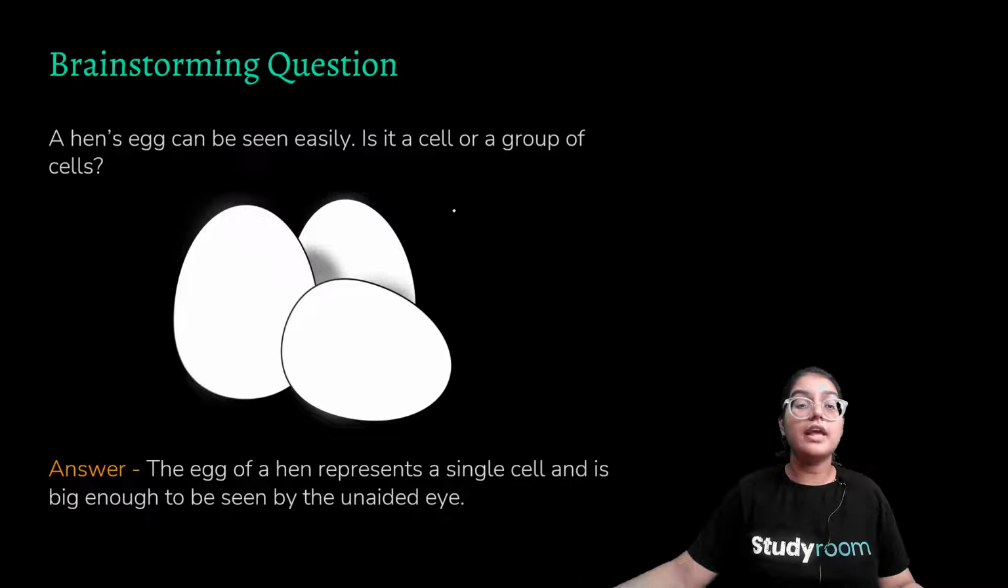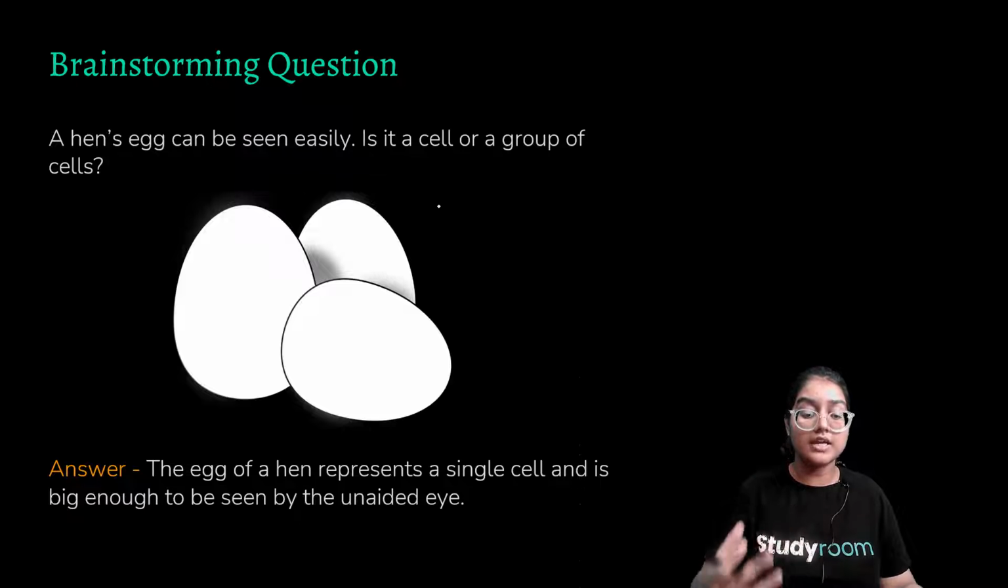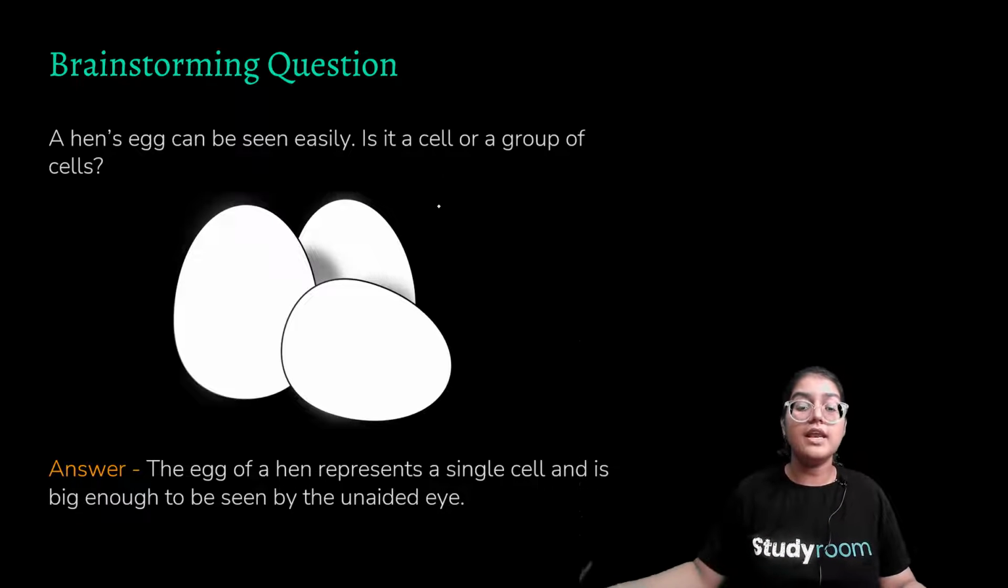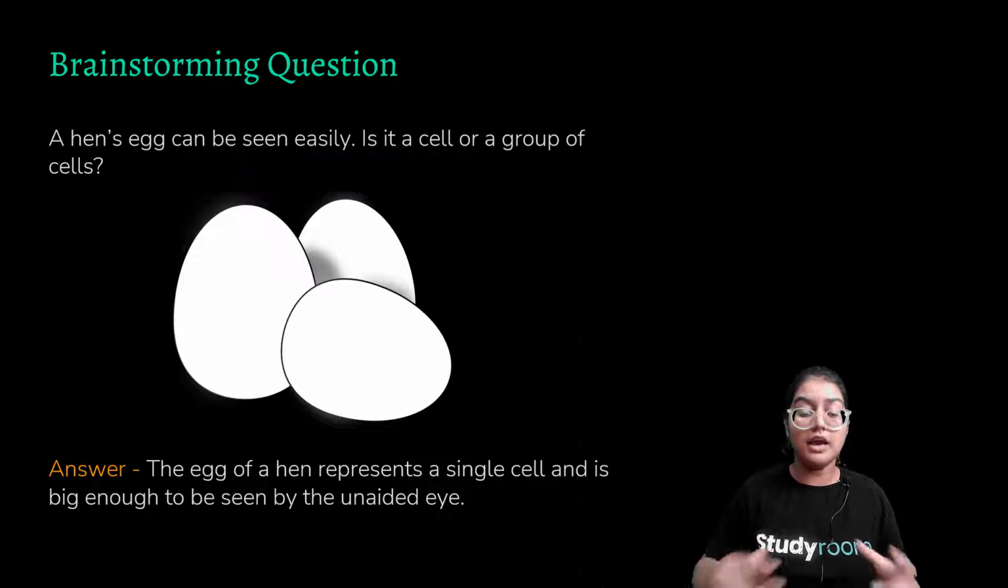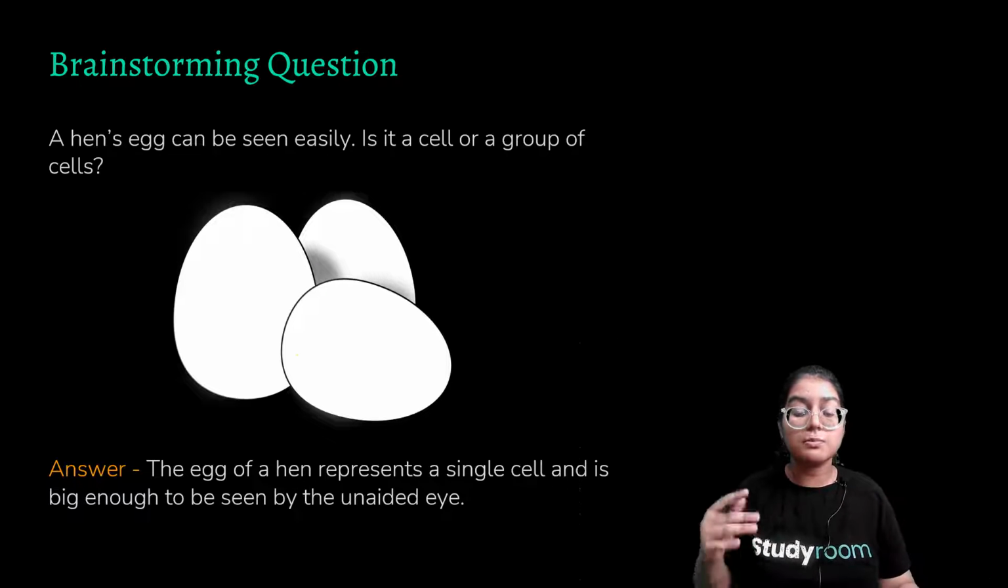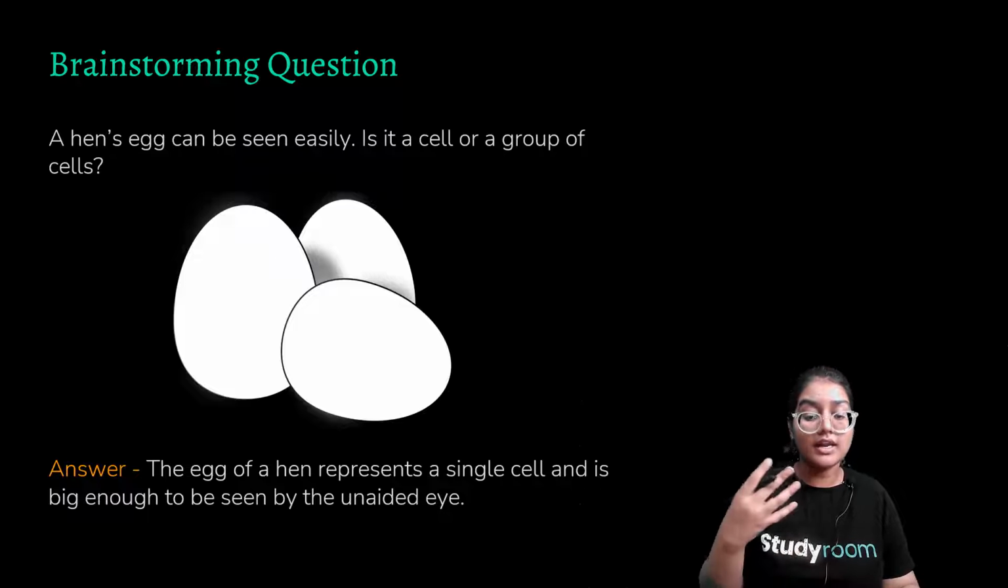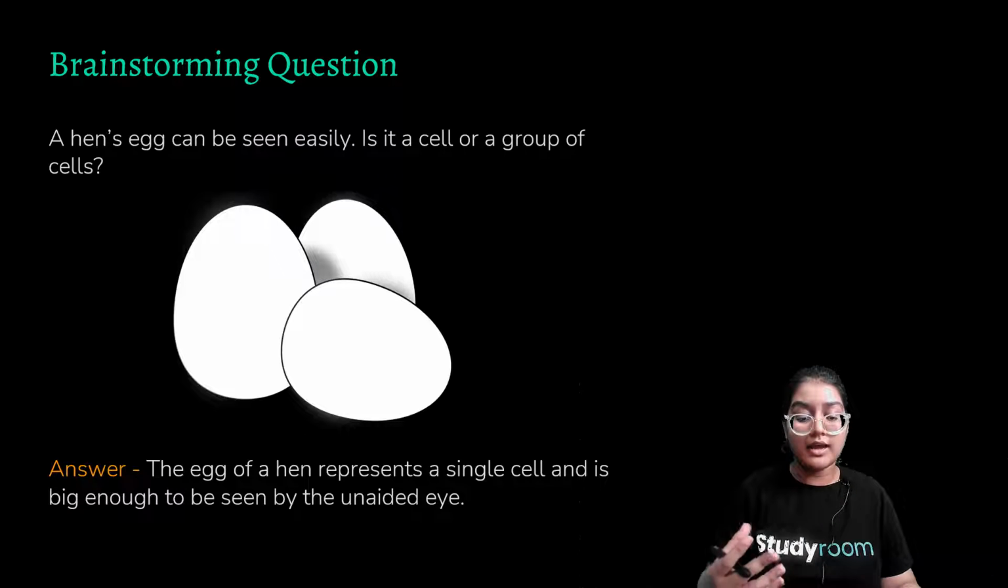So cells can be of various sizes, various shapes, various structures. The hen's egg is a single cell, a bigger single cell, and it is big enough to be seen through our unaided eyes or naked eyes. We cannot observe this under the microscope because we can see it with our eyes only, but it is a single cell.